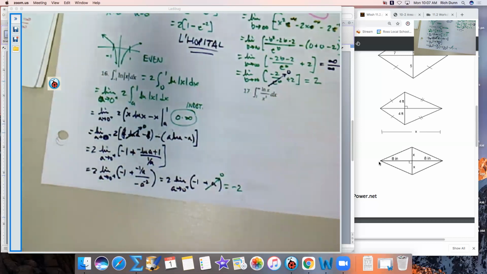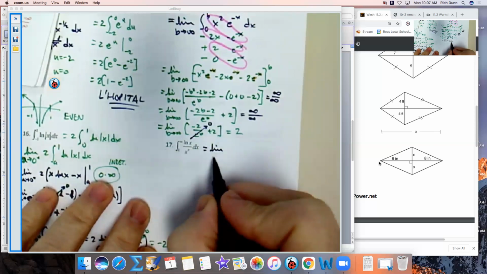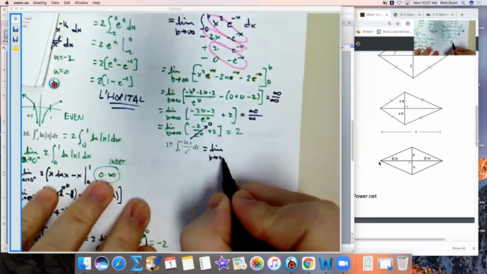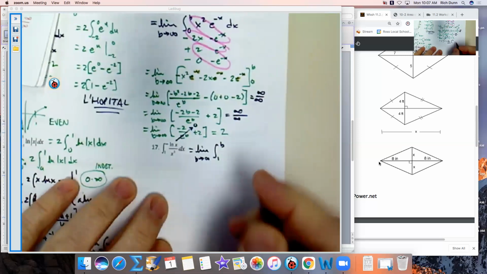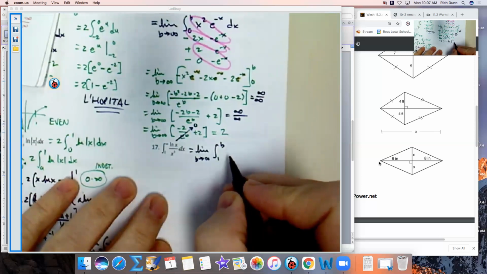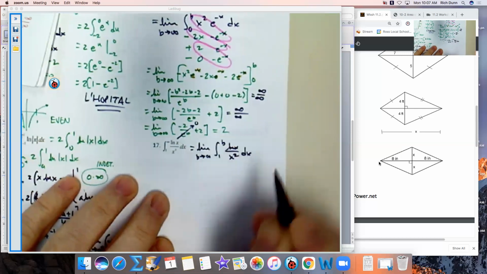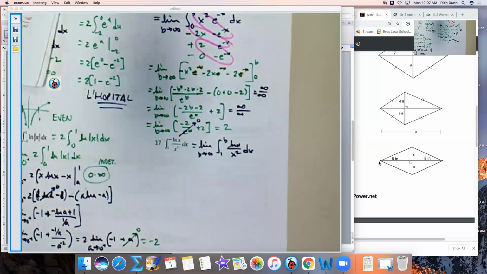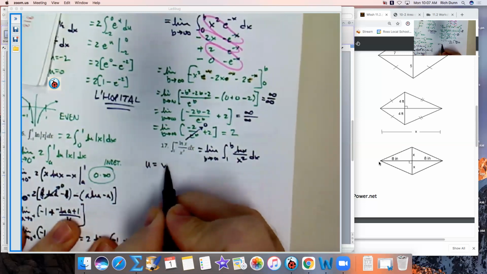Next one, you'll see we have an issue because our upper bound is infinity. So we'll write this as the limit as b goes to infinity of the integral from 1 to b of the natural log of x over x squared dx. I don't see a u substitution in here, but I do see a possibility for a u v prime.